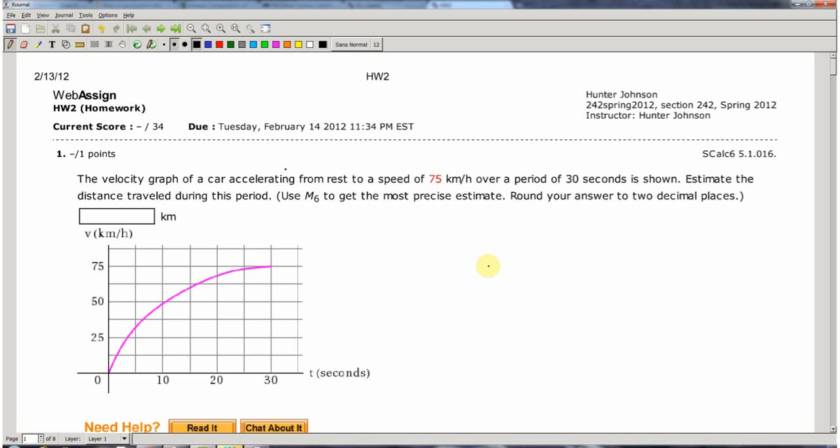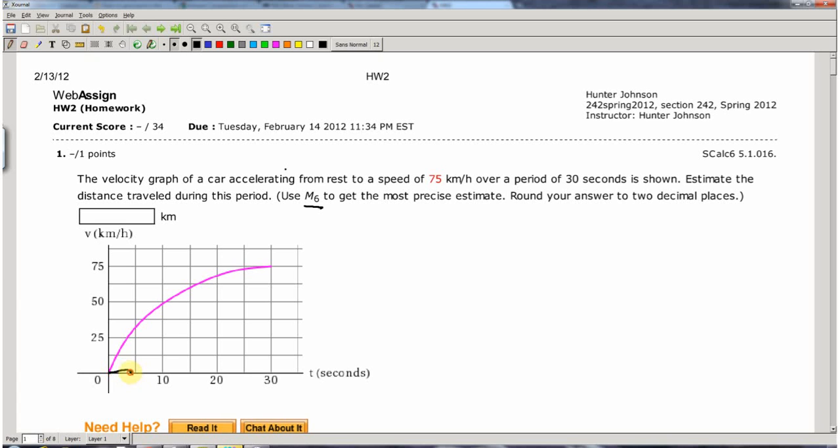All right, I know this is kind of a tough homework, so let me go over a few of these questions. So number one is hard to calculate even if you know how to do it. They want you to use 6 rectangles to create a Riemann rectangle estimate of the area under this curve.